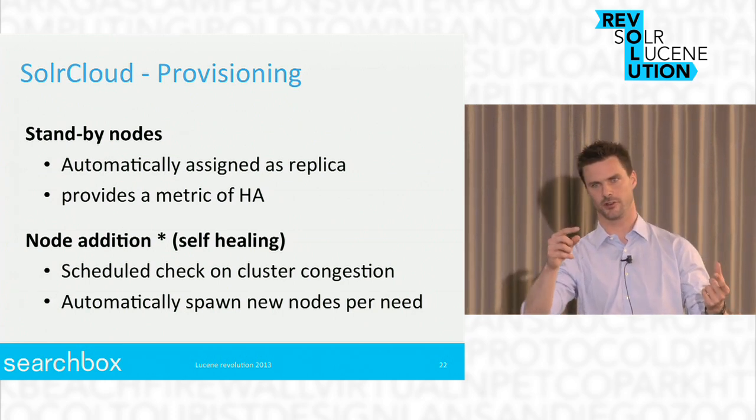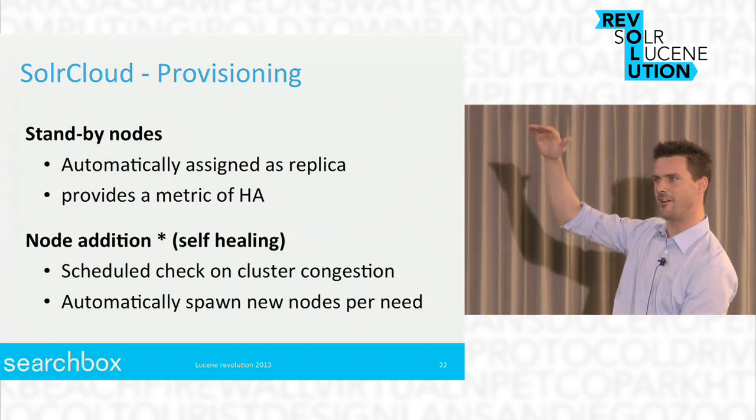Okay, one collection makes a shard, makes multiple cores. Keep that square pyramid in mind.